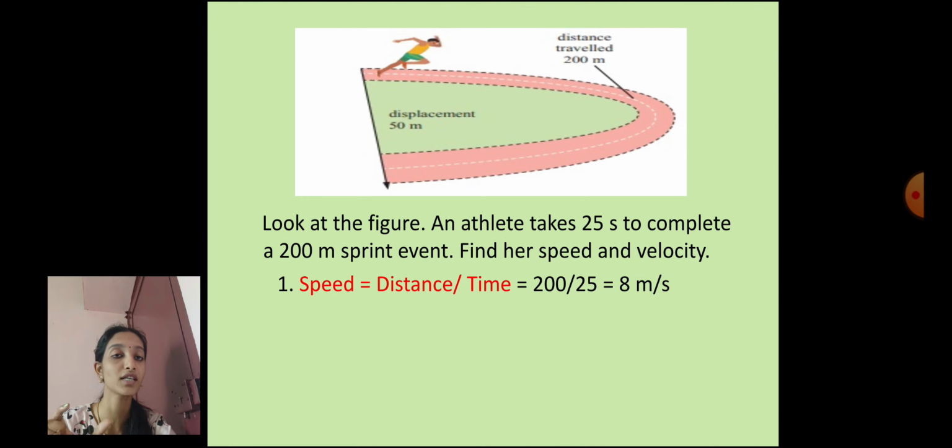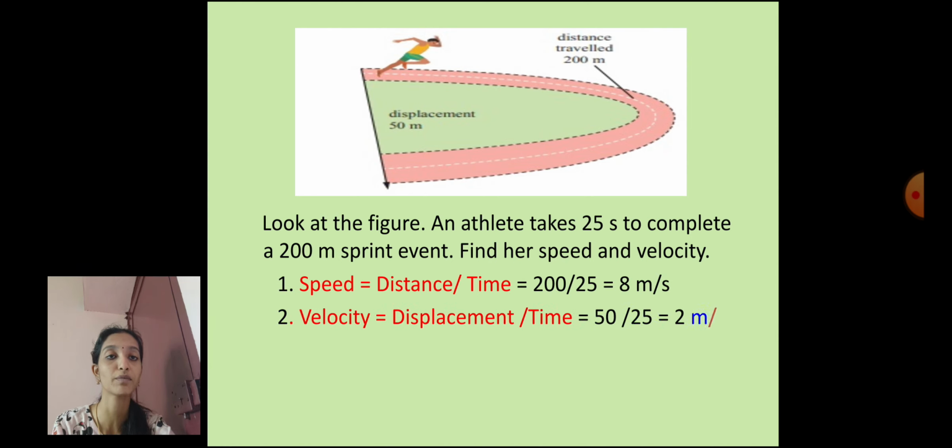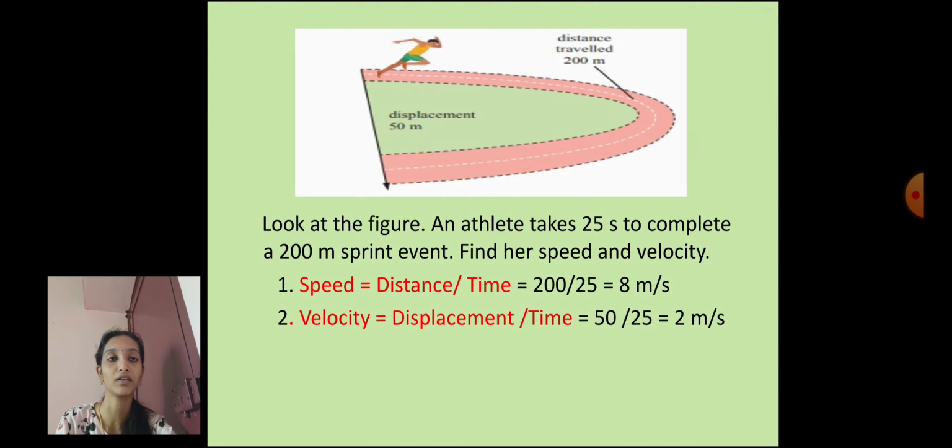This is the speed. And what is the velocity? The velocity formula is displacement divided by time. Displacement is also given: displacement is equal to 50, and the time is the same, 25 seconds. So the answer is velocity equal to 2 meter per second. Speed is equal to 8 meter per second and the velocity is equal to 2 meter per second.